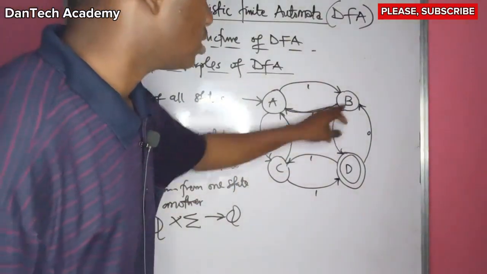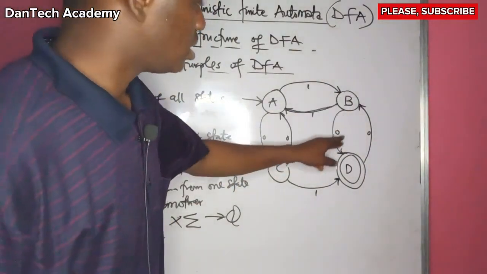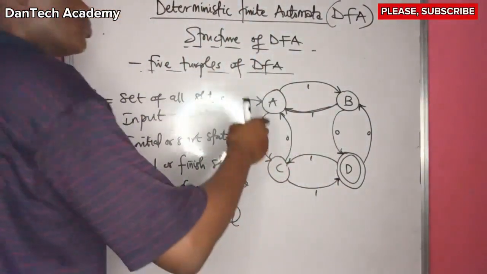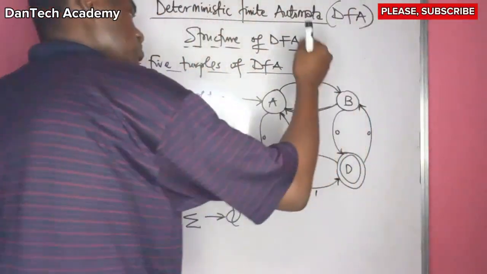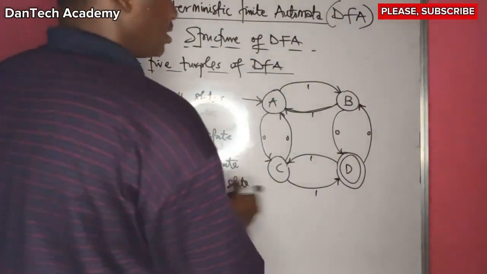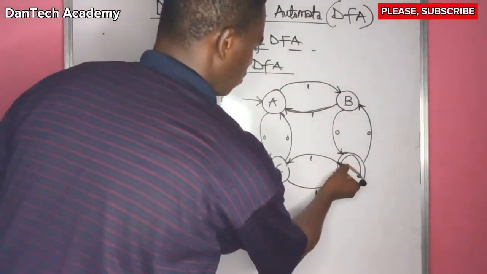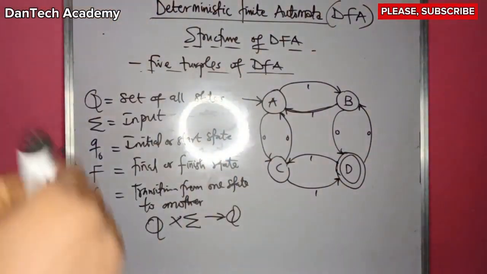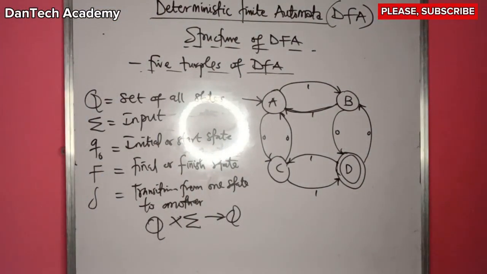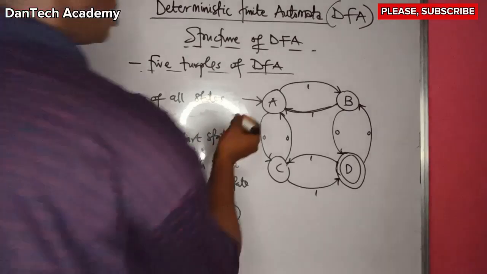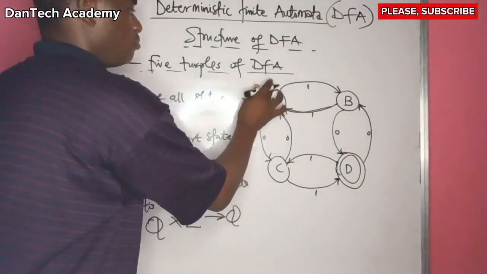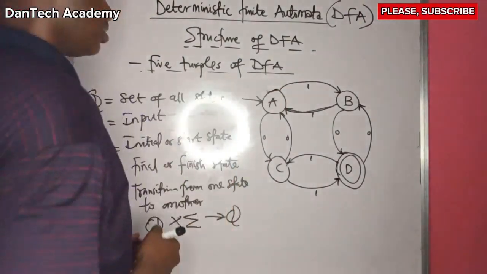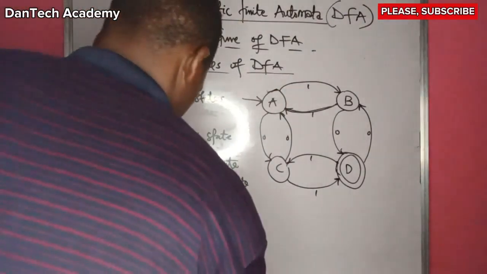In state B, the input of 0 moves me to D. In state D, the input of 0 moves me to B. So it goes like that, and this is the finish state of all. The finish state will always have a double circle just to indicate a difference, while the state with an arrow pointing at that circle is the start state. I guess that is clear. Any question?